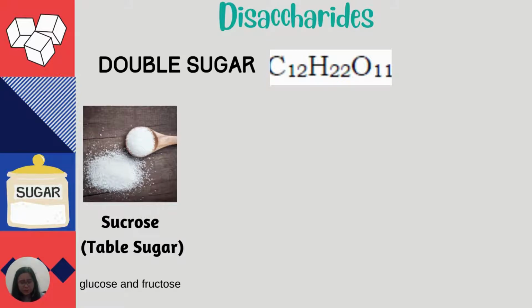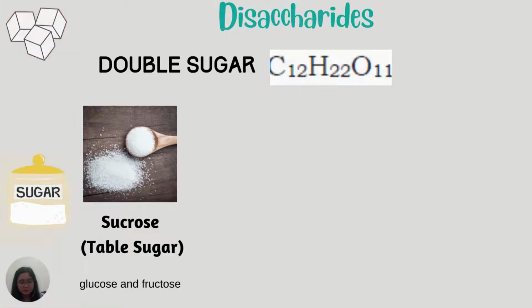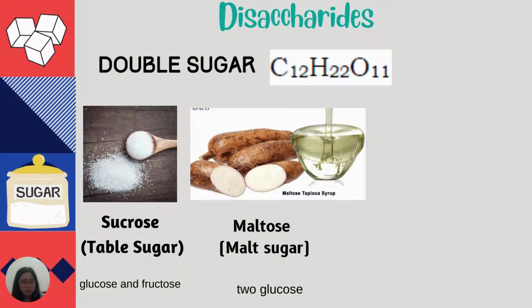Next is maltose, or malt sugar. It occurs in malted cereals and sprouting grains. It is made up of two glucose molecules. It is obtained from starchy foods such as potatoes and corn. And it is also produced when two glucose, so dalawang glucose naman to na combine to form your maltose or malt sugar.